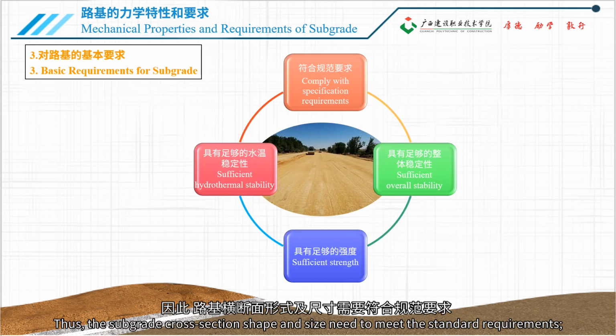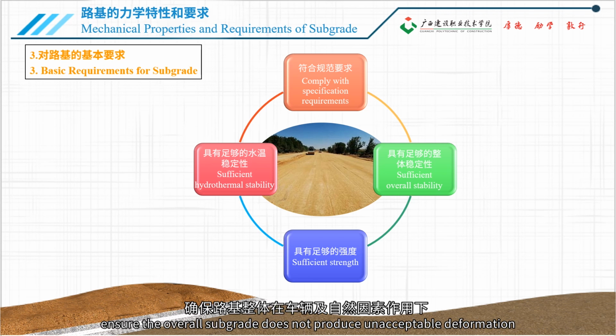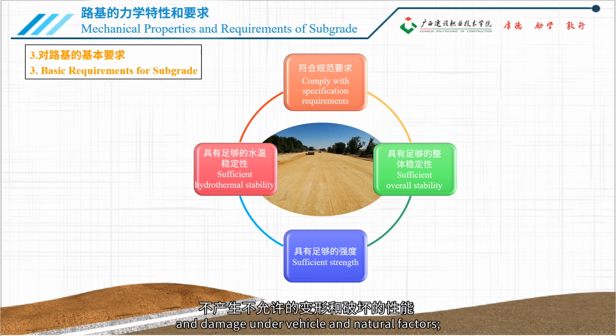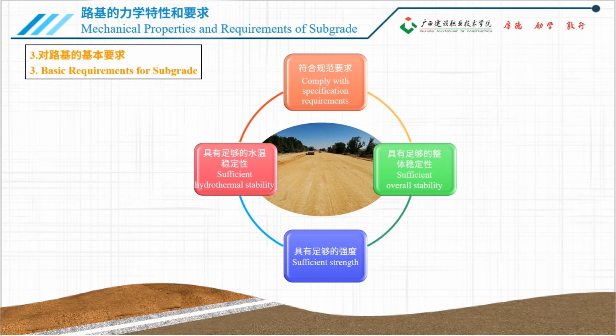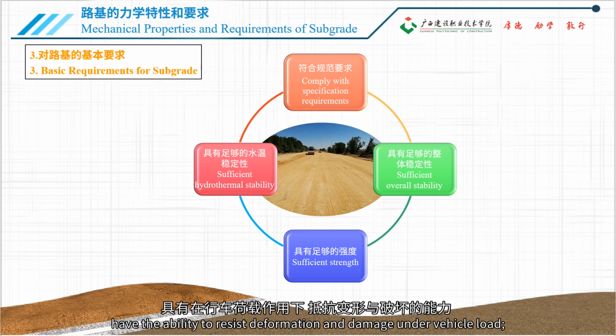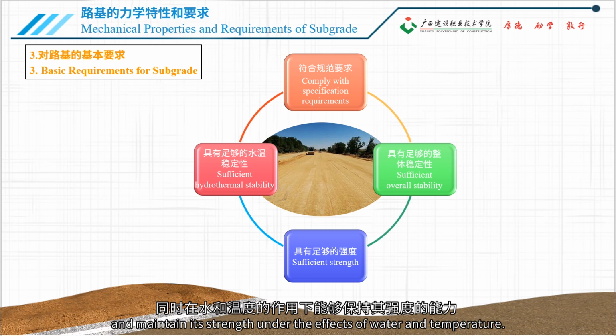Thus, the subgrade cross-section shape and size need to meet the standard requirements, ensure the overall subgrade does not produce unacceptable deformation and damage under vehicle and natural factors, have the ability to resist deformation and damage under vehicle load, and maintain its strength under the effects of water and temperature.